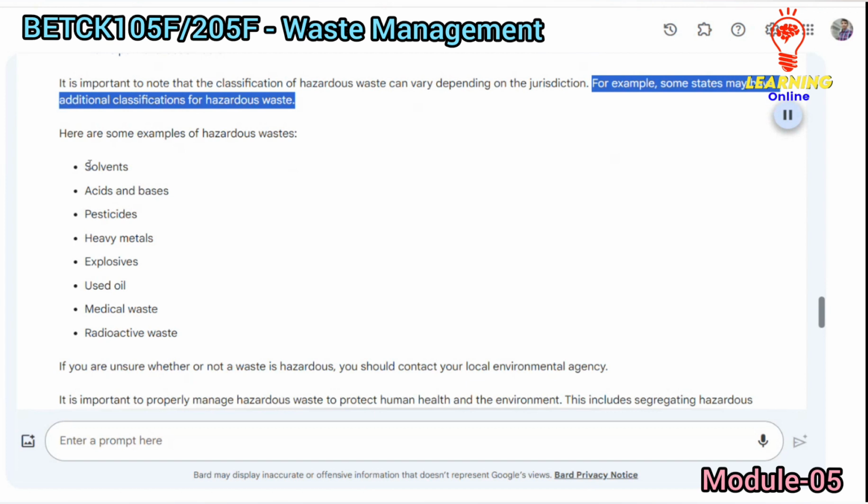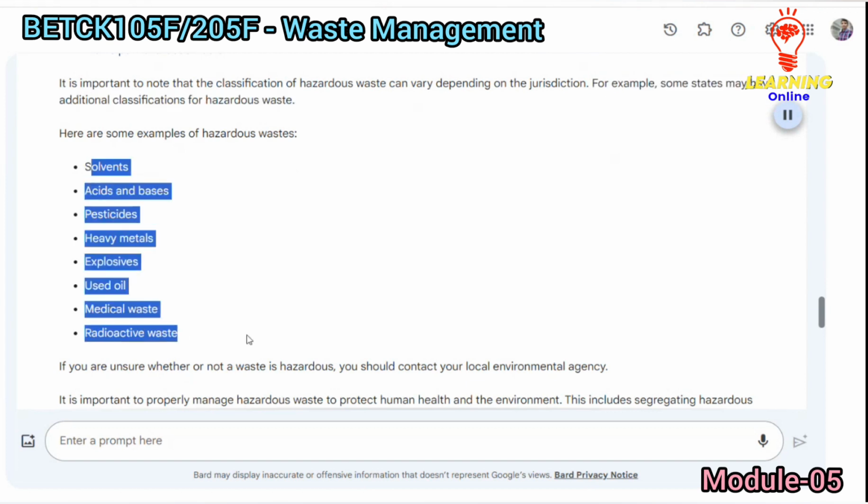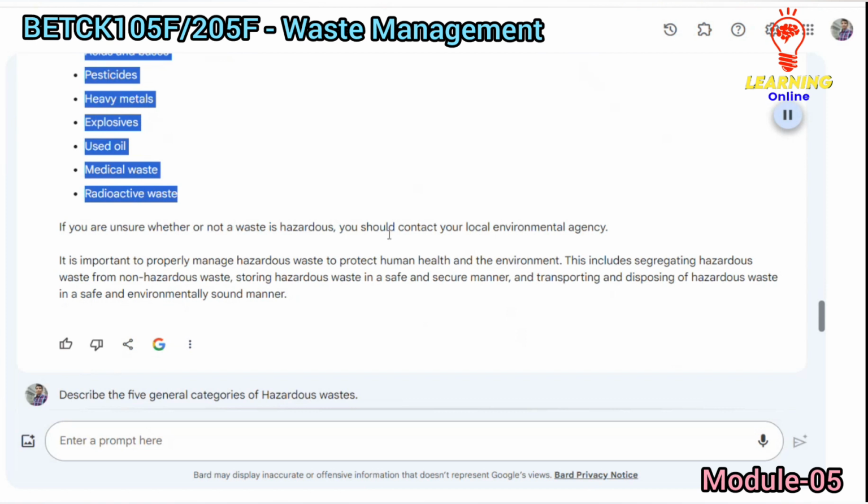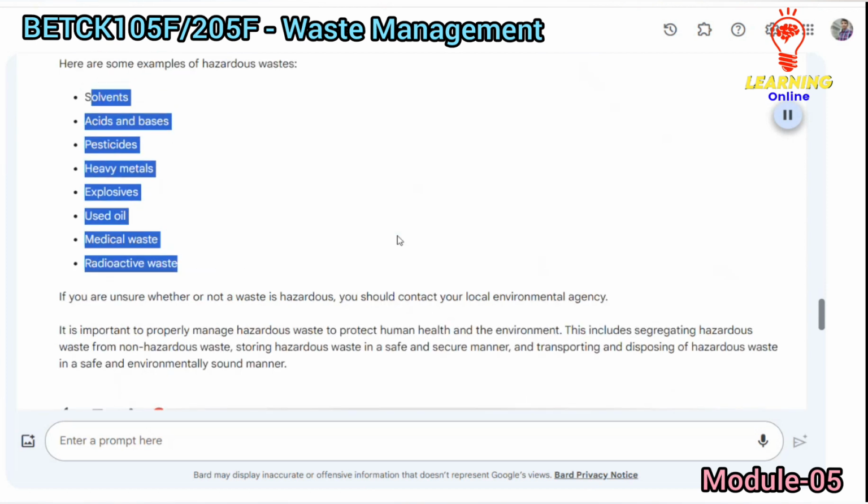Here are some examples of hazardous wastes: solvents, acids and bases, pesticides, heavy metals, explosives, used oil, medical waste, radioactive waste. If you are unsure whether or not a waste is hazardous, you should contact your local environmental agency.